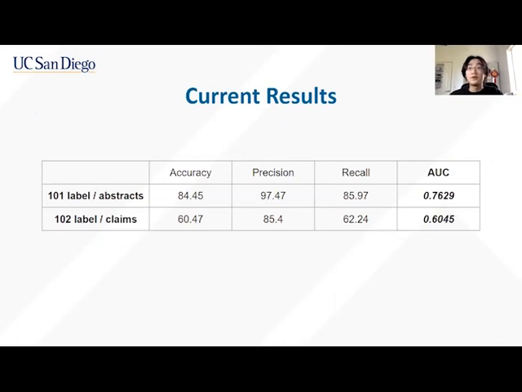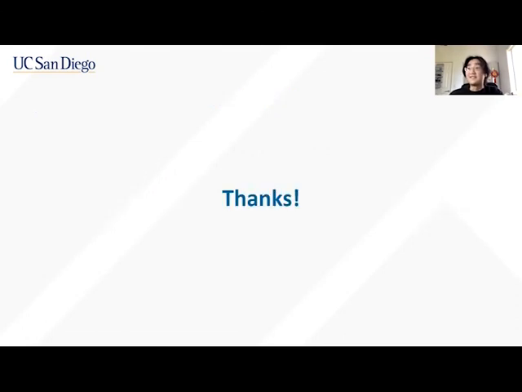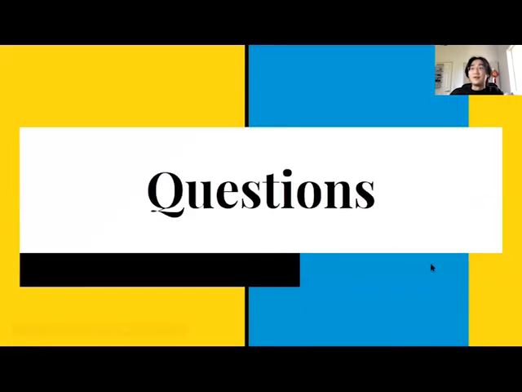As you can see from here, 101 label or the abstract level prediction is much better than 102 prediction. Therefore, our next step in this project is to improve 102 prediction, especially in the AUC score. And next slide. Yeah, that's actually all our presentation. I hope you like it. And then we're gonna take questions.